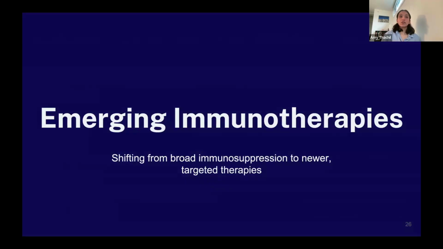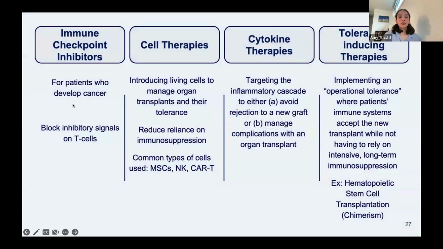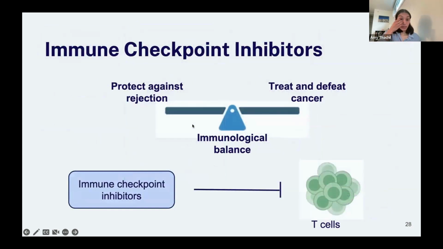And because of this, there's a lot of interest in developing more targeted immunotherapies that are specific to the immune pathways that are involved in transplant rejection, as opposed to just broadly suppressing the immune system. There are four classes of immunotherapies that we're going to be going over today. The first is immune checkpoint inhibitors. Then we have cell-based therapies, we have cytokine-based therapies, and we have tolerance-inducing therapies. And we're going to talk through these one by one, starting with immune checkpoint inhibitors.